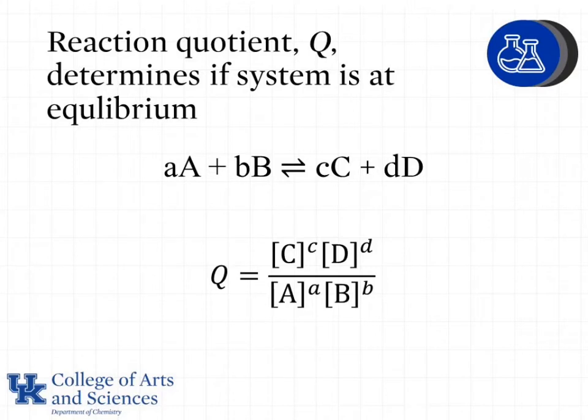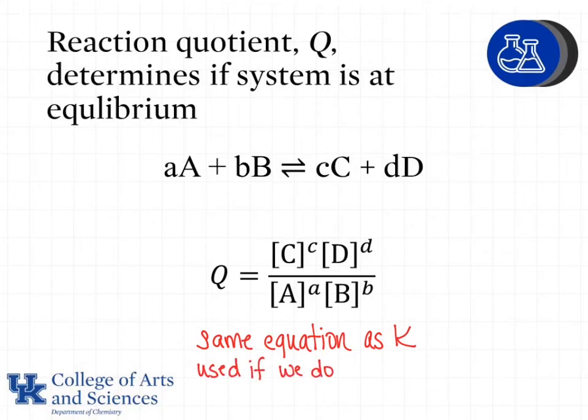Q is also called the reaction quotient, and this is what determines if a system is at equilibrium. We calculate Q the exact same way that we would calculate K. It's the same equation, the products over reactants, using the coefficients, or the numbers that precede the substance, as the powers. Just like with K, we can add or remove terms based on the number of reactants and products present in the reaction. We use this if we don't know if we are at equilibrium.